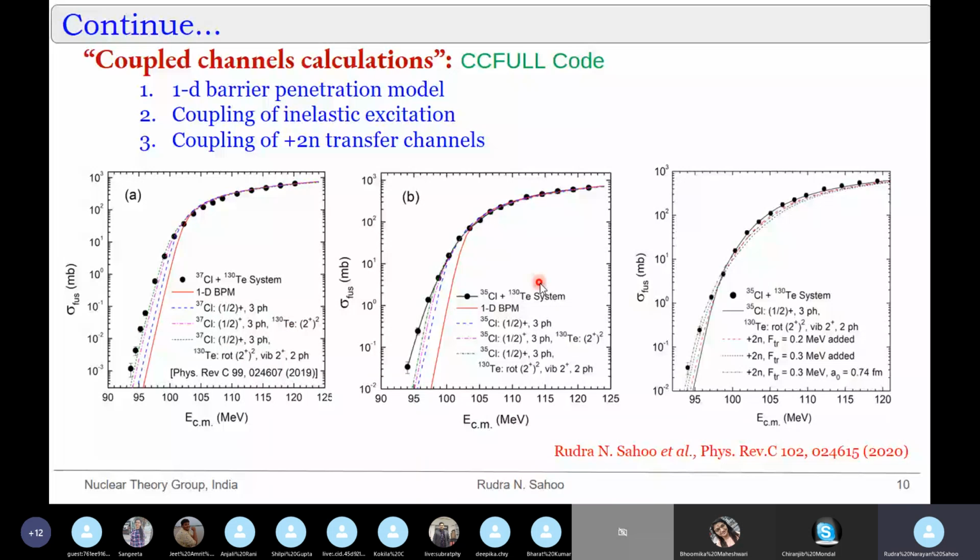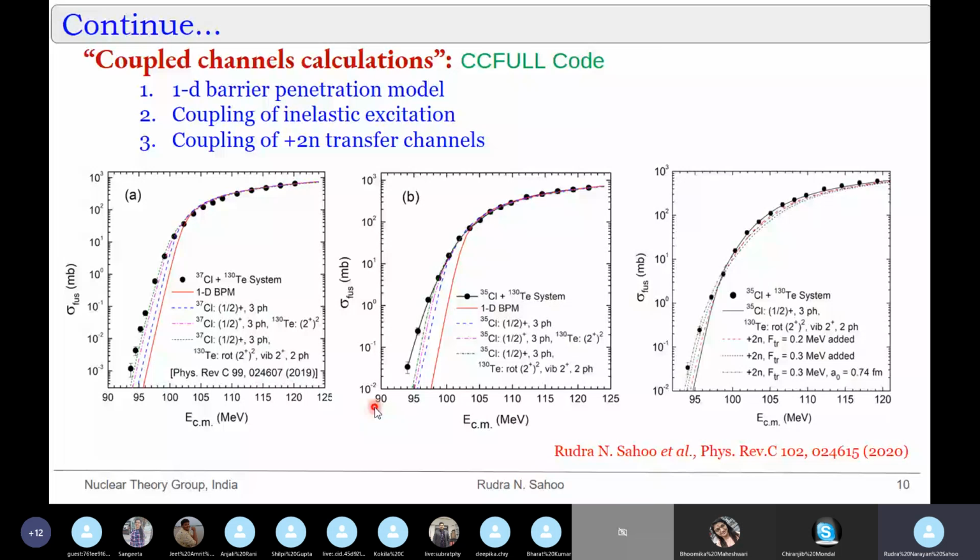However, if you come to the 35 chlorine case in this system, up to 6.5% below the barrier, the coupled channel calculation reproduces the fusion excitation function, but further below the barrier it is not reproducing it. That's why we add the two neutron transfer channel, the cross section of the two neutron transfer channel. Then when we add the two neutron transfer cross section, the fusion excitation function is well reproduced by this coupled channel calculation. From this calculation, we experimentally as well as theoretically confirmed that the positive Q value neutron transfer channel has some effect toward the sub-barrier fusion.